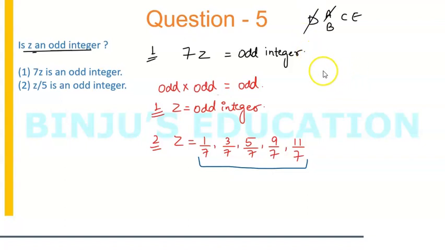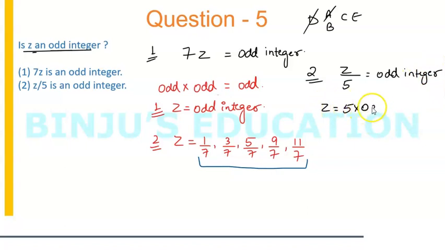Okay, second one. Second statement says that z divided by 5 is an odd integer, which means I can say z will be 5 into an odd integer. Now, in this case, on the right hand side, it's given to me that this is an odd integer. This is given.